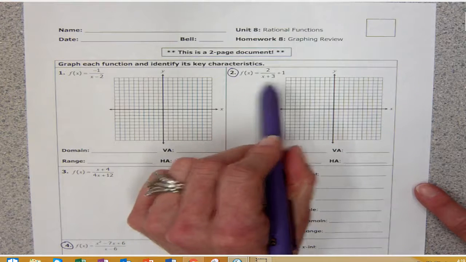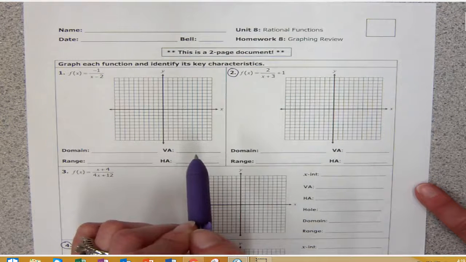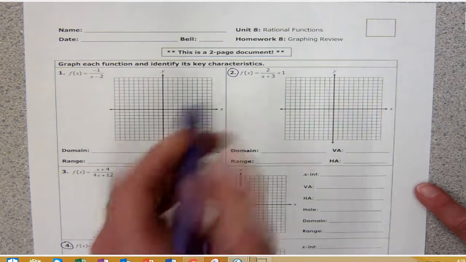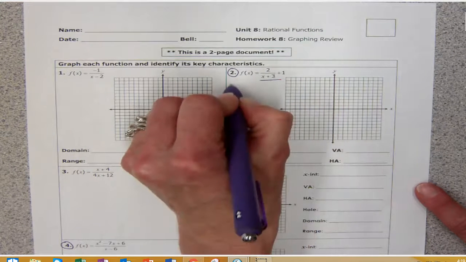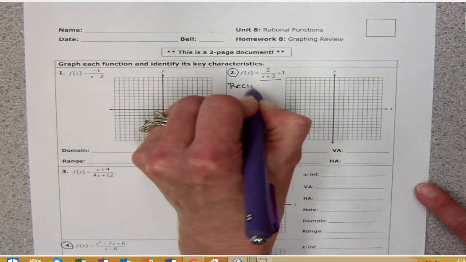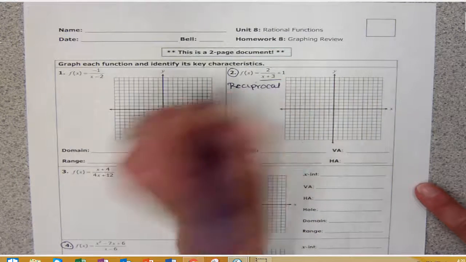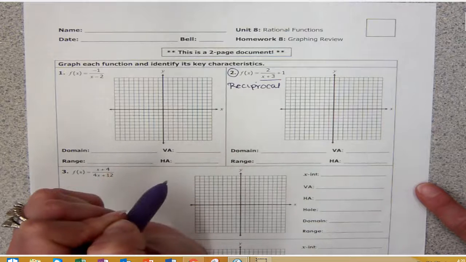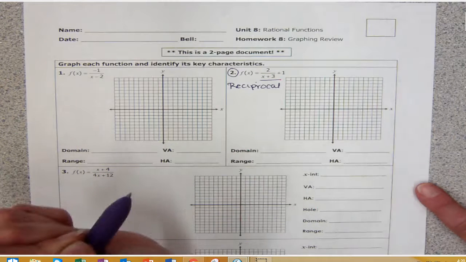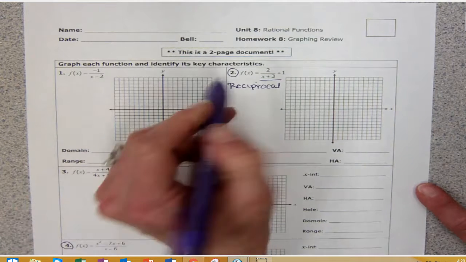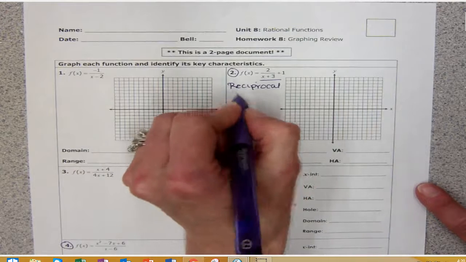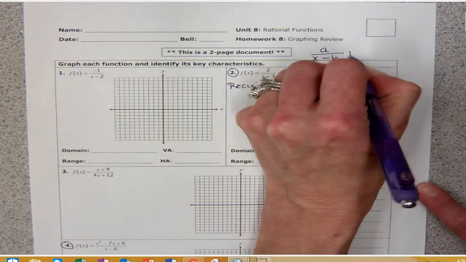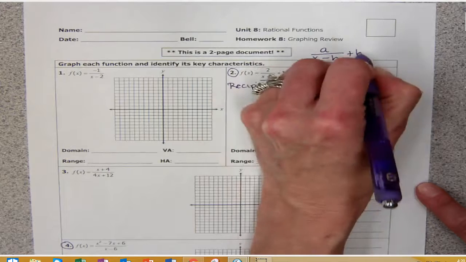We have f of x equals 2 over x plus 3, plus 1. So I'm going to look at this, and I'm going to notice that this is in reciprocal form. And I know that because there is no variable in the numerator. So this is the form that we like. This is the easy form. This is the one that we like.